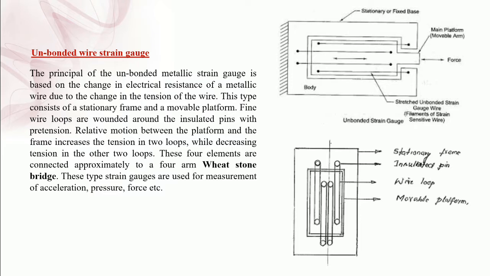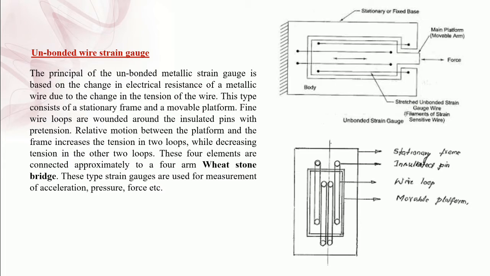Okay, the basic principle of this unbonded metallic strain gauge is based on the change in electrical resistance of a metallic wire due to the change in tension of the wire. Now here a stationary frame and a moving platform are associated. Fine wire loops are wound around the insulated pins with pretension. Then relative motion between the platform and the frame increases the tension in two loops while decreasing the tension in the other two loops.